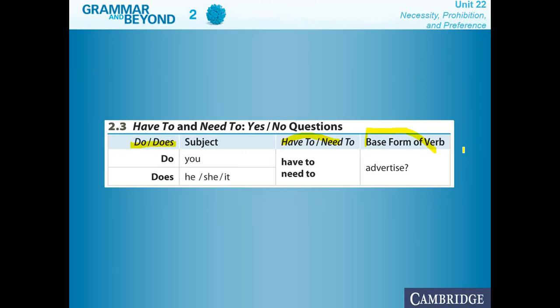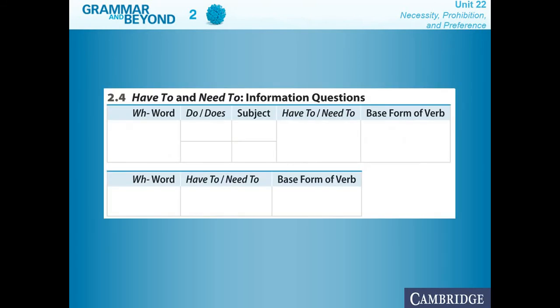Does he or she need to come to the party? No, she doesn't need to. It's not an obligation. It's just because she wants to. Notice that since we're using the third person singular, as well the auxiliary changes. Instead of do, we're going to use does.